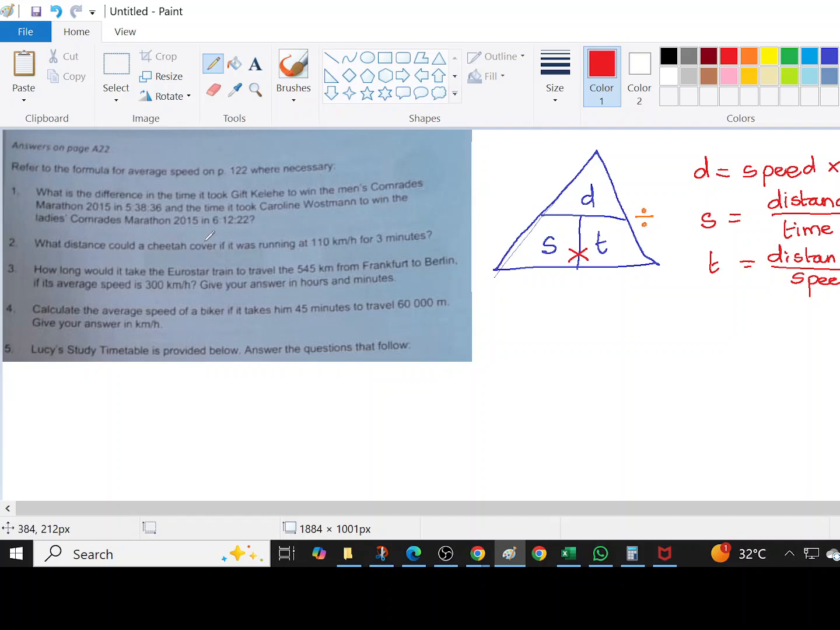So, what is the difference in the time it took? So difference is what kind of sum? How do you calculate difference? A division? No, that's distance. Okay, so you've got what is the sum? What is the difference? What is the product? Do you remember that from primary school?